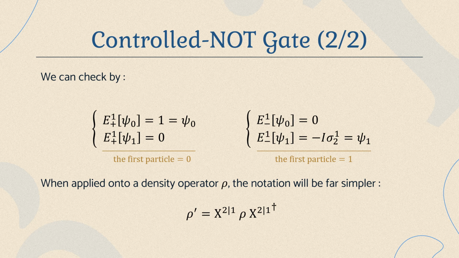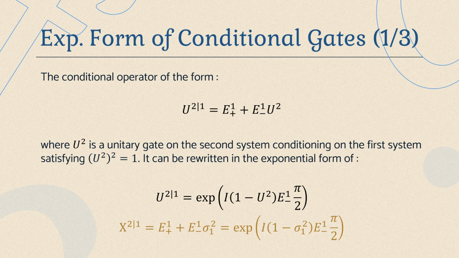When E1+ acts on the zero state, it returns the zero state. And when it acts on the 1 state, it returns 0, and vice versa for E1-. When they are applied onto the density operator rule, the rotation will be far simpler, as it is, in fact, again a sandwich product. Moreover, the conditional gates have a very clear and clean exponential form.